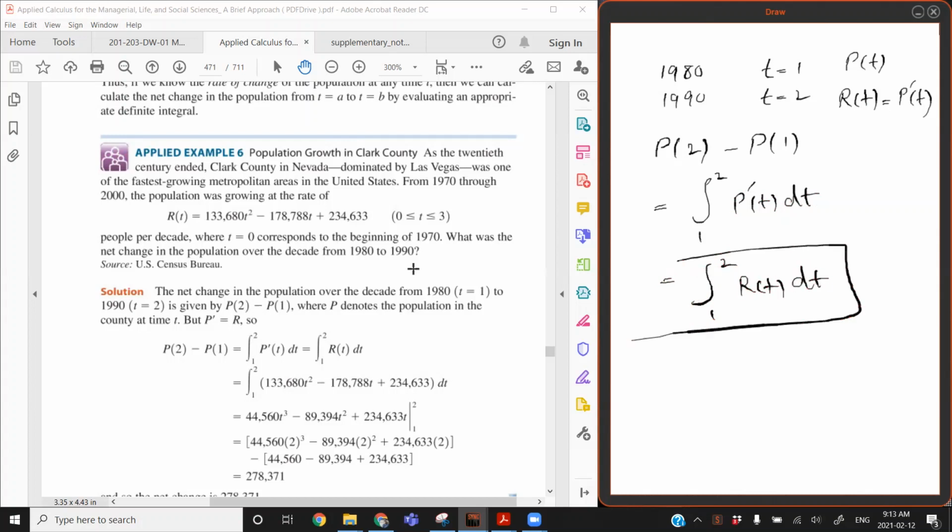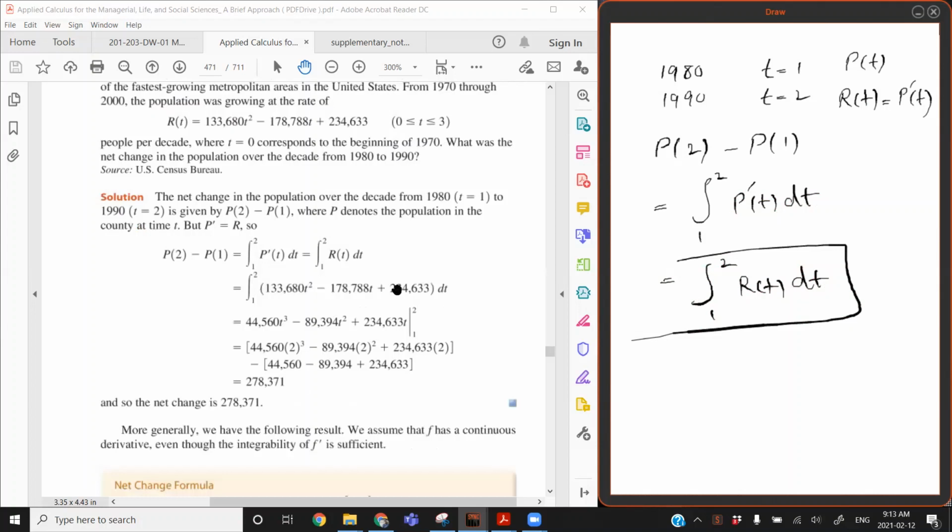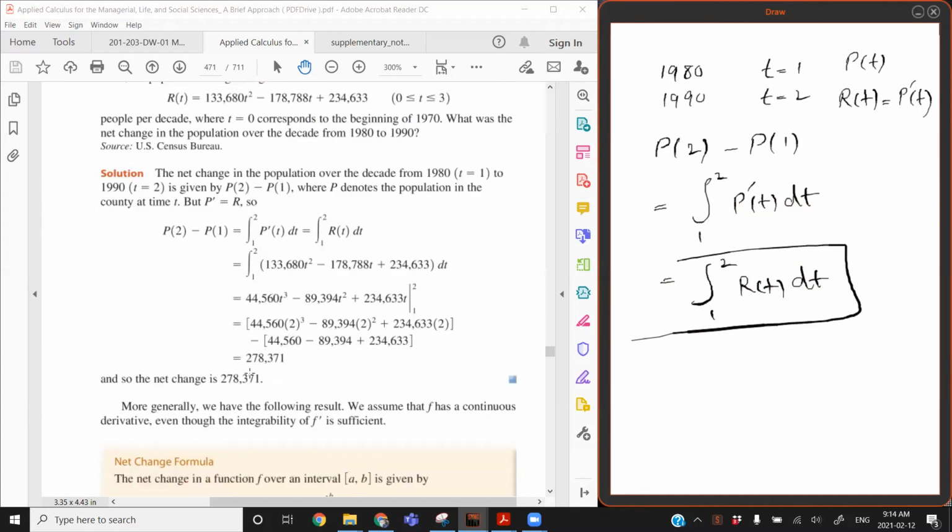So I would just need to calculate this definite integral. Since you're given R of T, it's going to be very easy. You just find an antiderivative of this function, evaluate the antiderivative at 2 minus the antiderivative at 1, and you get the net change in the population. The population increased because this is a positive number. Is that clear?